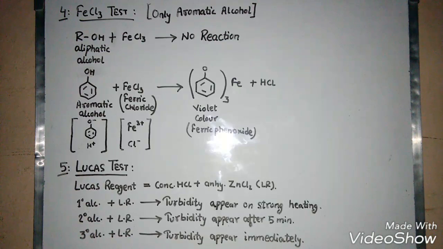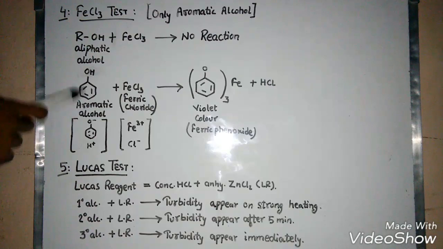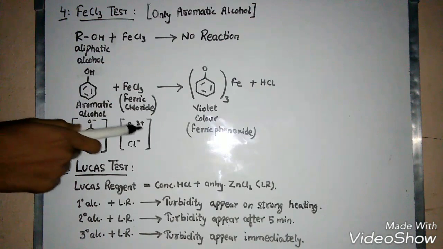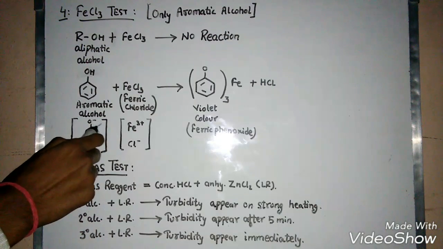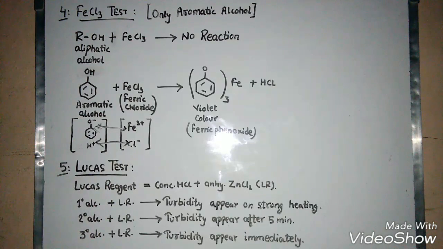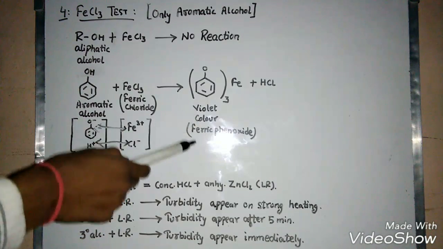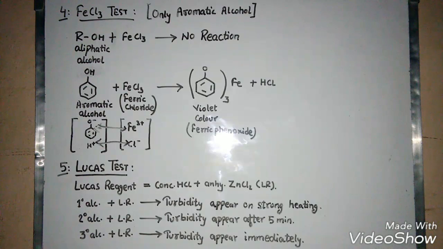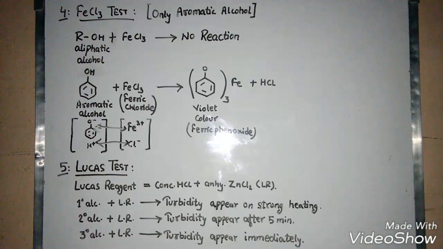Now how is this reaction carried out? First, the aromatic alcohol, phenol, breaks into phenoxide ion and H plus ion, and FeCl3 breaks into Fe3 plus ferric ion and chloride ion. Then these ions interact with each other. The compound formed is ferric phenoxide, and the other is HCl. So this test is used to distinguish mainly aliphatic alcohol and aromatic alcohol.